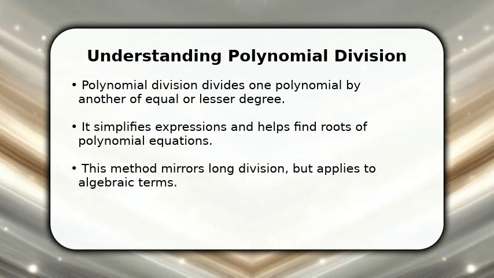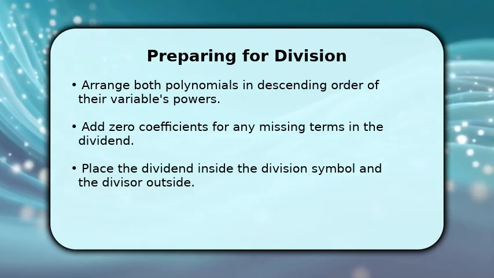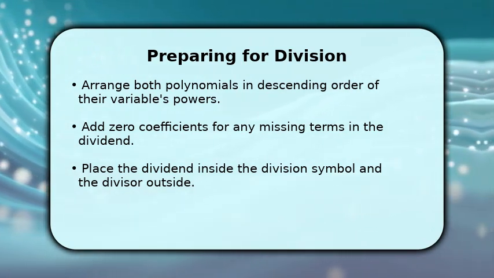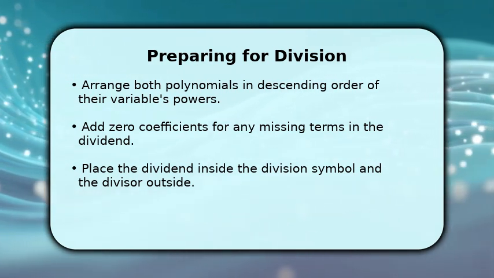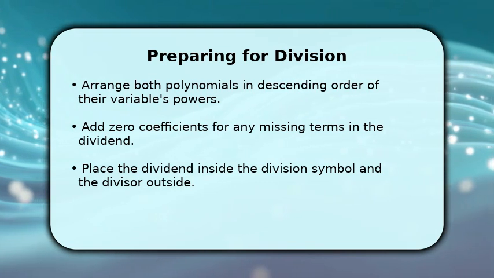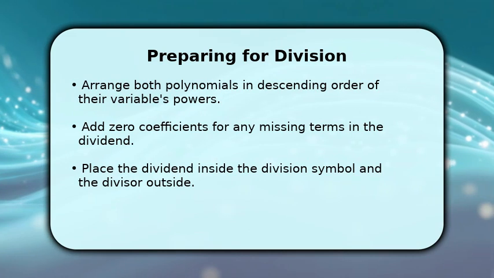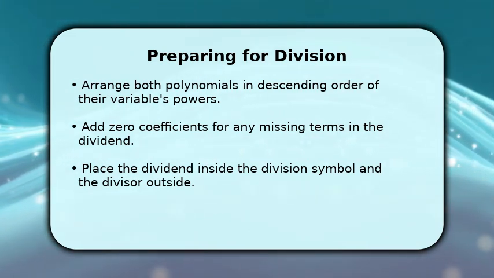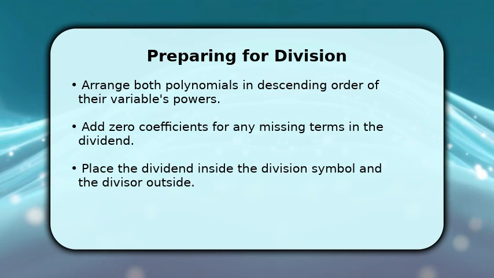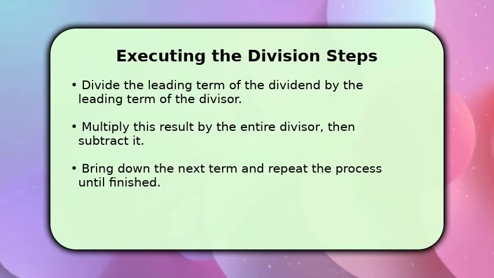To begin, always arrange your dividend and divisor in descending order of their variables' exponents. For example, x cubed plus 2x squared. If any terms are missing in the dividend, like an x term, insert a zero coefficient as a placeholder. This ensures proper alignment. Then, set up your problem just like a traditional long division, with the dividend inside and the divisor outside.